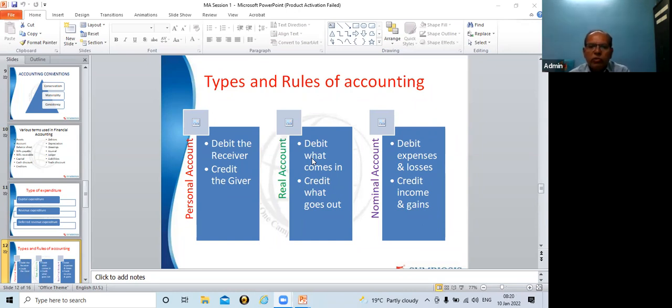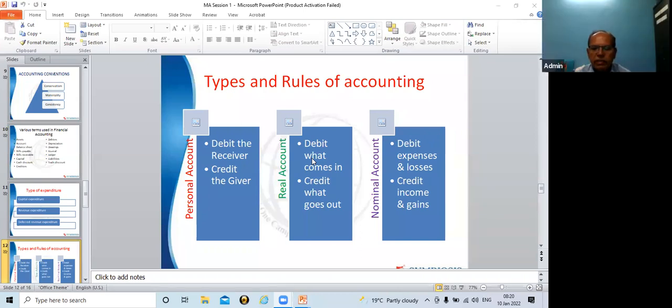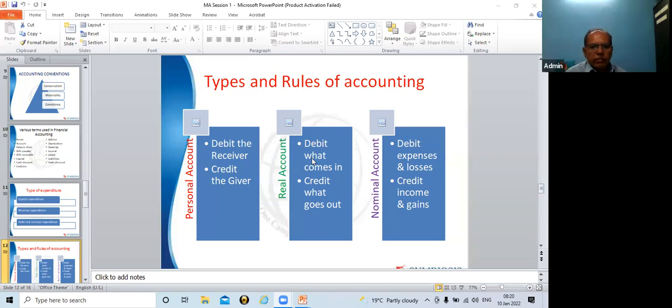Can we revise this concept? What do you mean by asset? What are the types of asset? Tangible and intangible assets. Correct. And we have learned this. Very good. At least you are remembering these words, tangible and intangible.